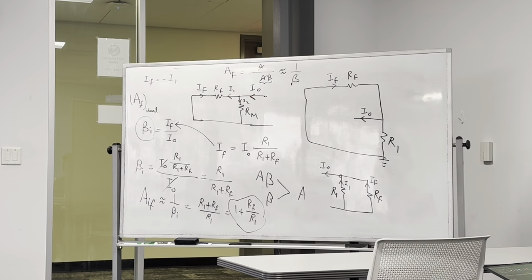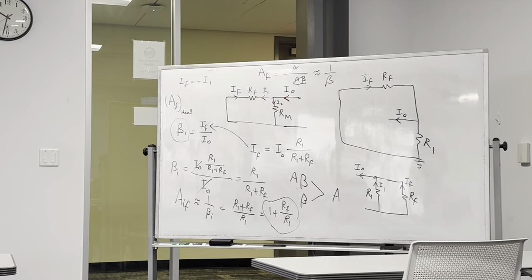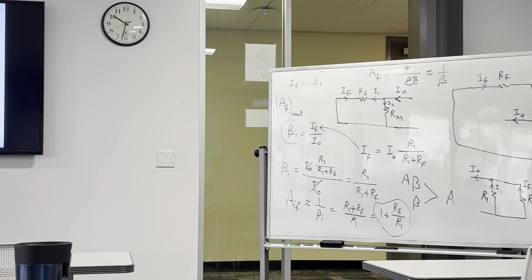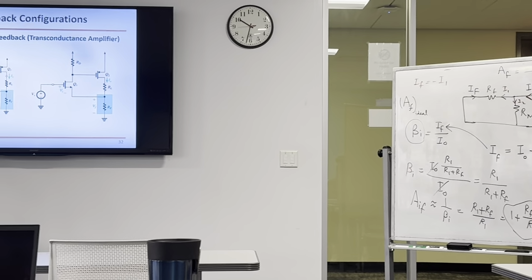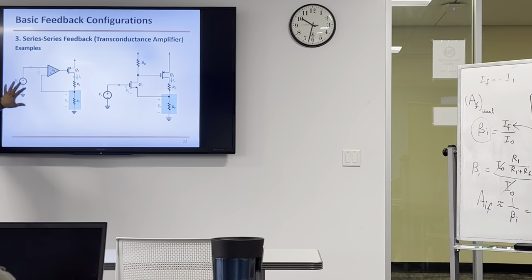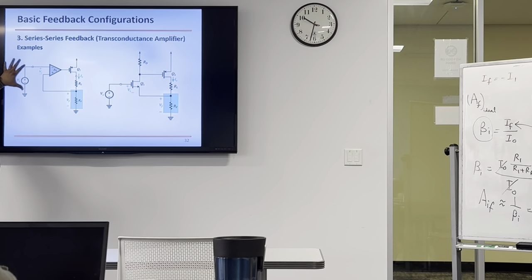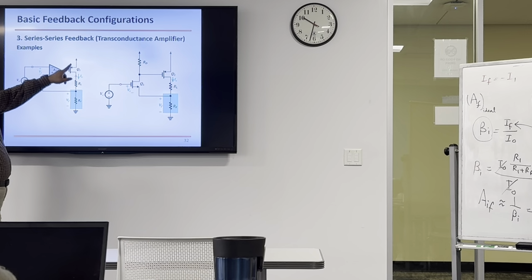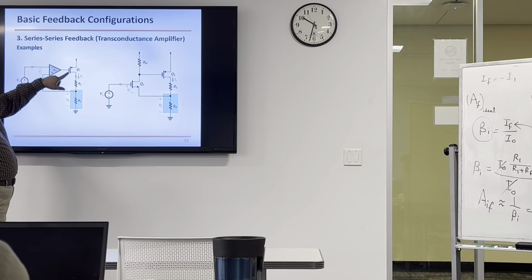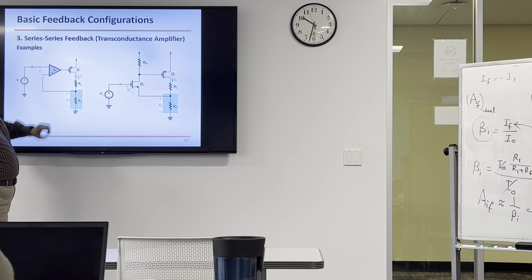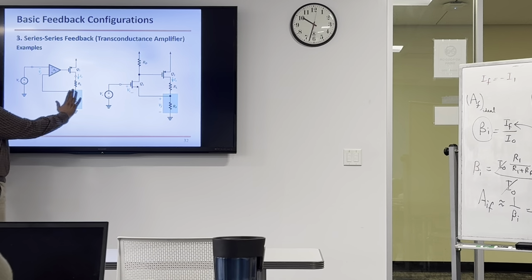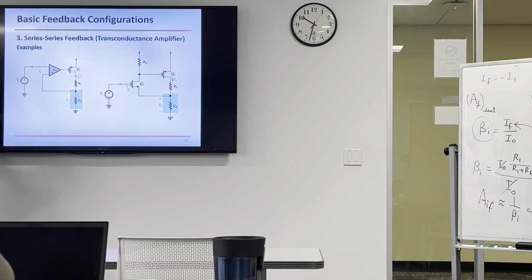Okay, this one can follow the same analysis. Let's just do more training on finding beta, okay? For this one, where is beta? So this is a voltage source applied to an operational amplifier, then the operational amplifier is applied to a MOSFET transistor, and the load is here, and this is our feedback, okay? Now, where's the feedback network? It's only RF, right? Why? Because this one is not included.